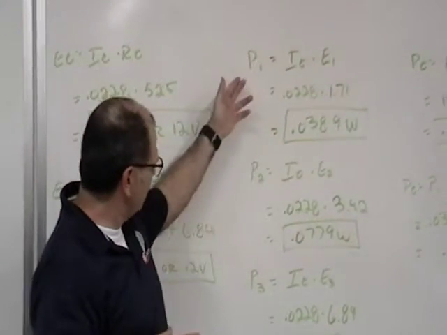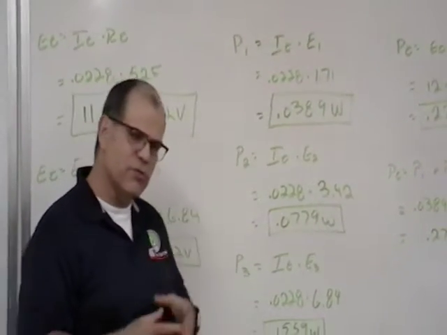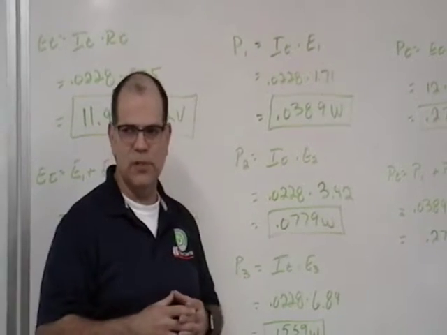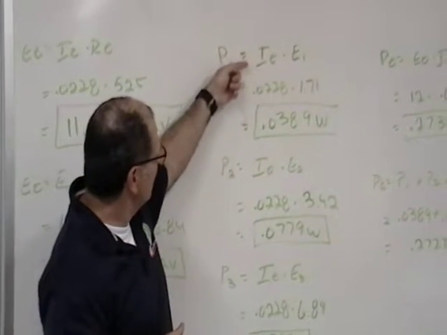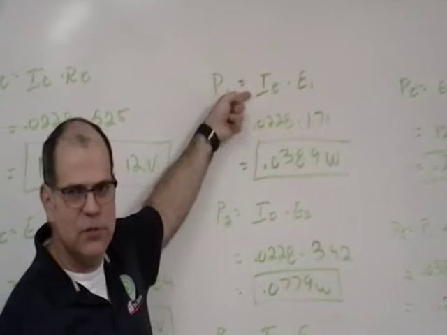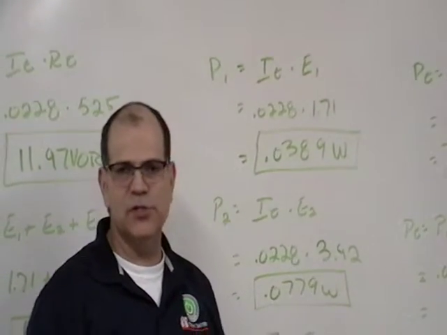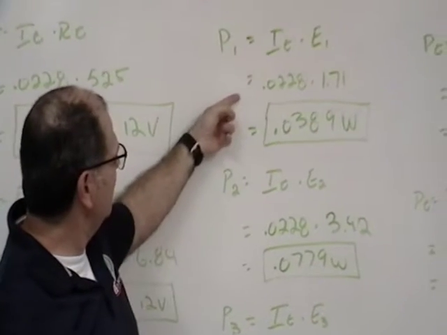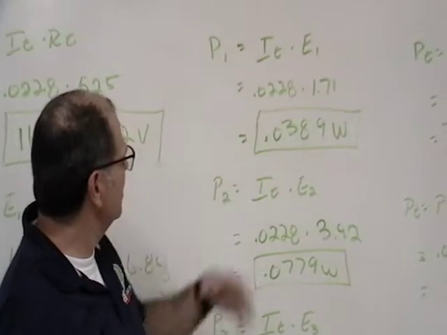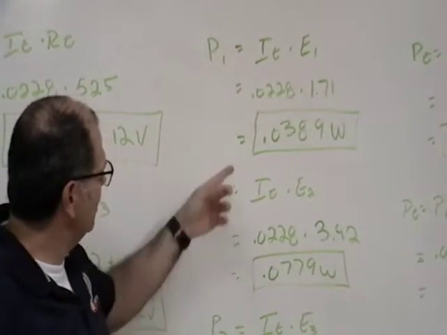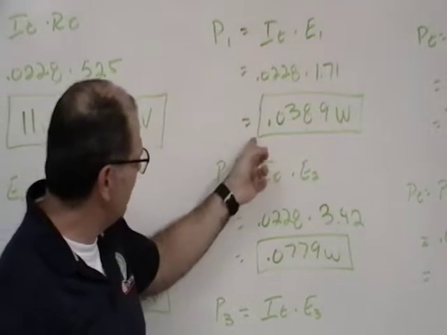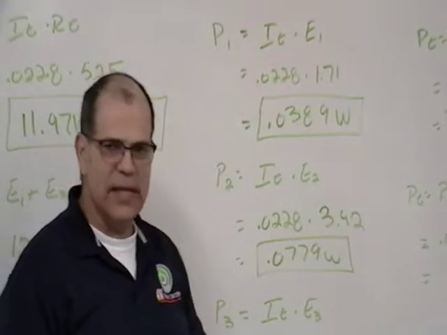But since we're solving for the individual components, we need to use the values of those components as well. So in this case, since it is a series circuit, I have to use the total current and multiply it by the voltage drop at resistor number 1. In this case, I get 0.0228 times 1.71, and it gives me a wattage value of 0.0389.